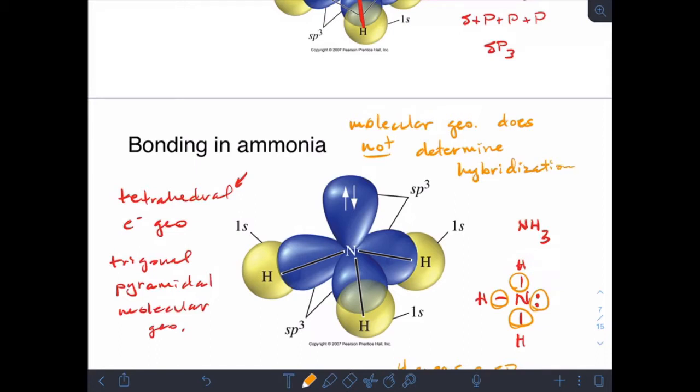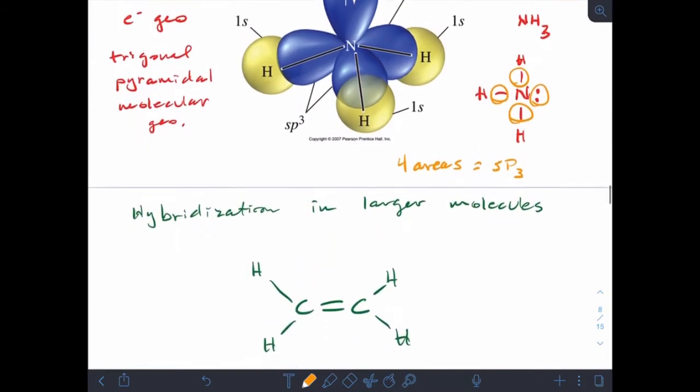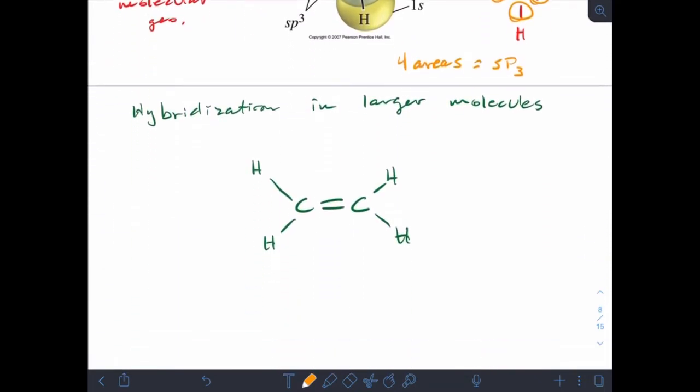Okay? The electron geometry determines hybridization. So you count the areas just like you would when determining electron geometry. All right. Now let's start to take a look at how we can apply this to slightly larger things. Now we're not dealing with a single central atom, but just like we did with geometries, we can look at individual central atoms.